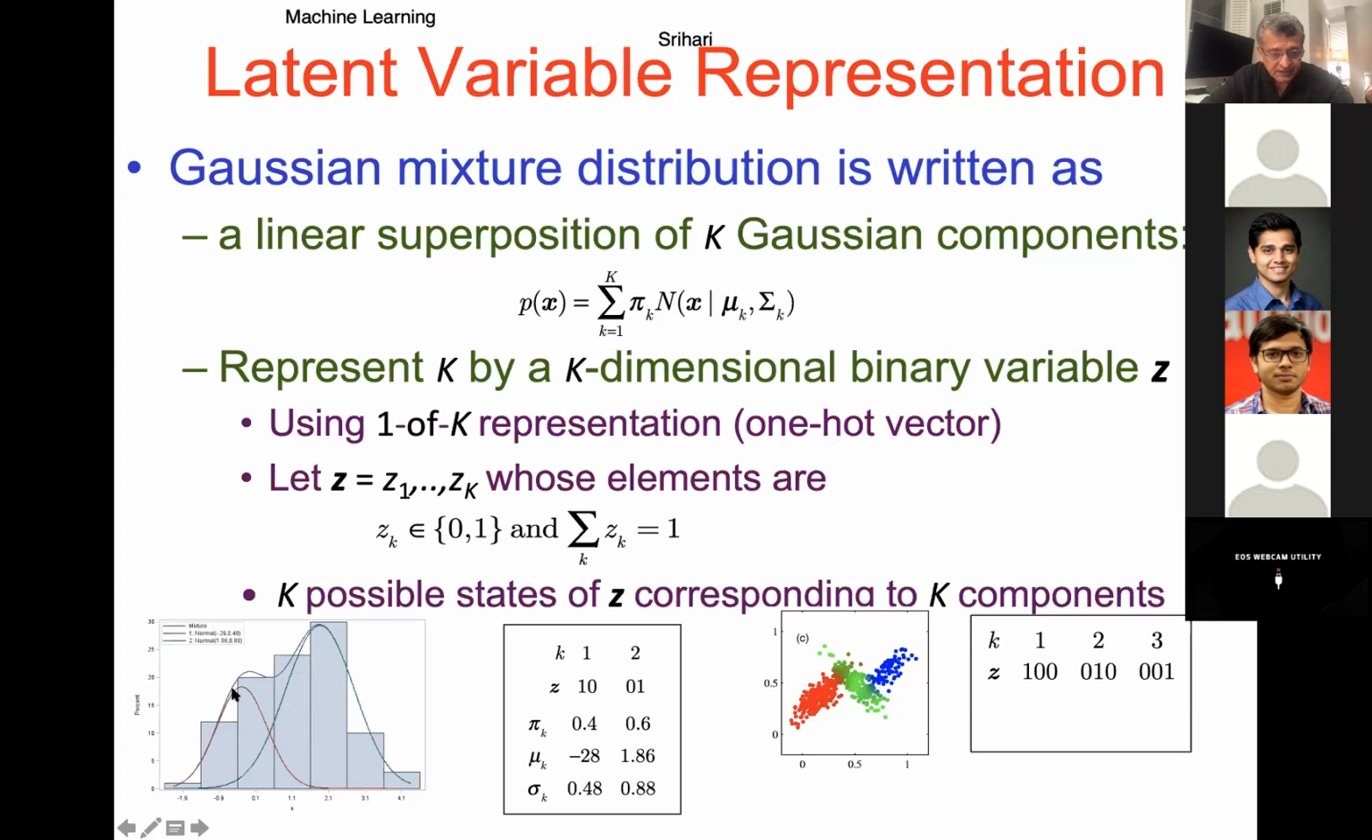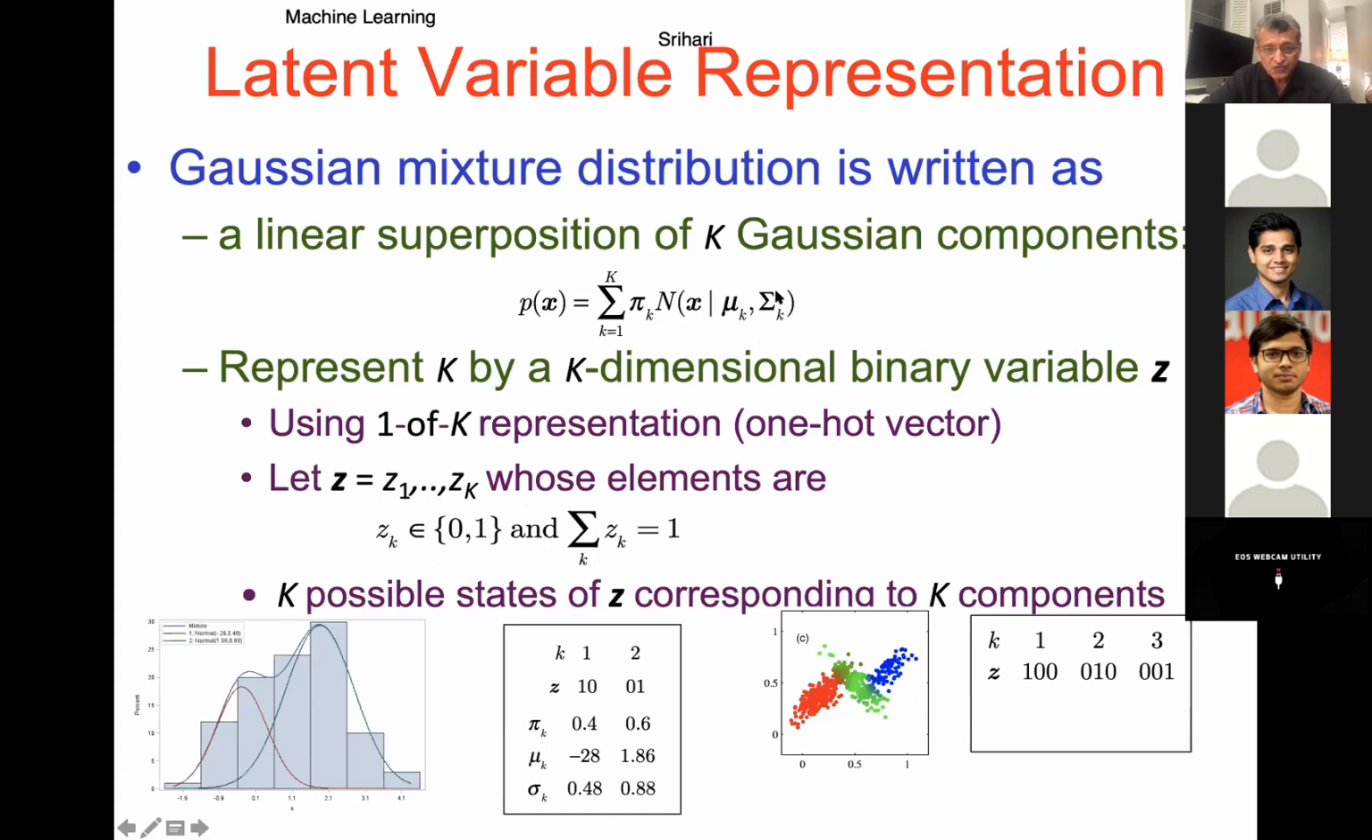And so that is saying that P of X is this combination distribution over here, which consists of 2 nice Gaussians underlying it. So we're saying represent K by a K-dimensional binary variable. So this particular K is represented by a K-dimensional binary variable using 1 of K representation. And let Z equal Z1 through Zk, whose elements Zk belong to 0, 1, and the summation of these Zks is equal to 1.